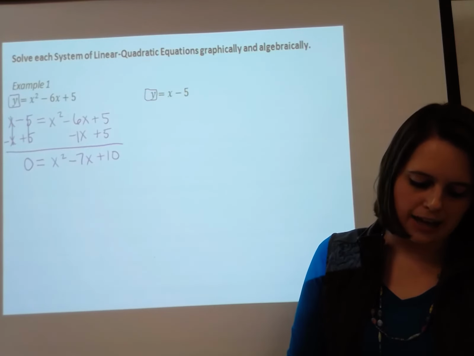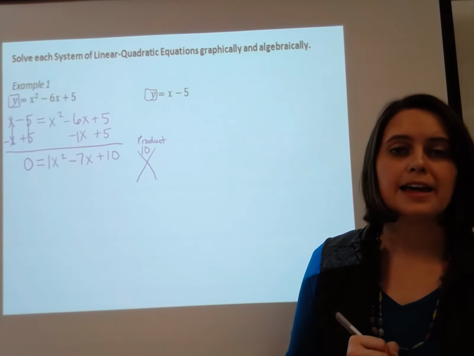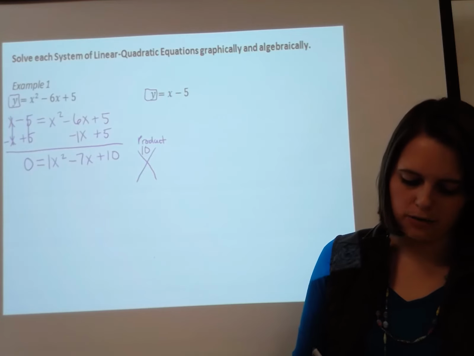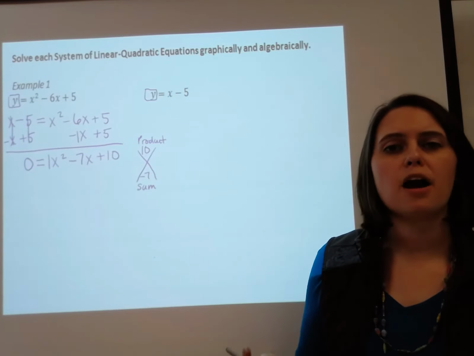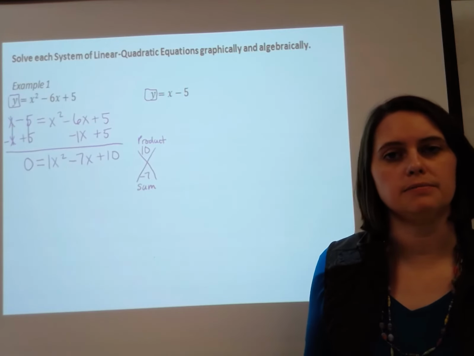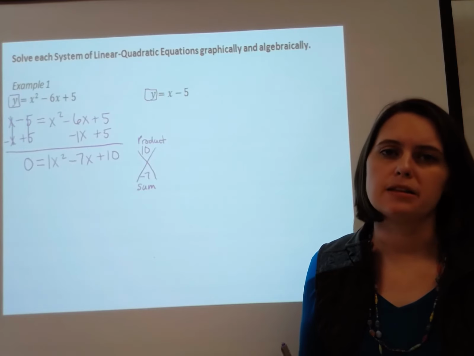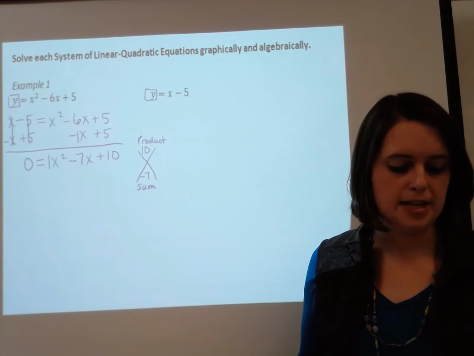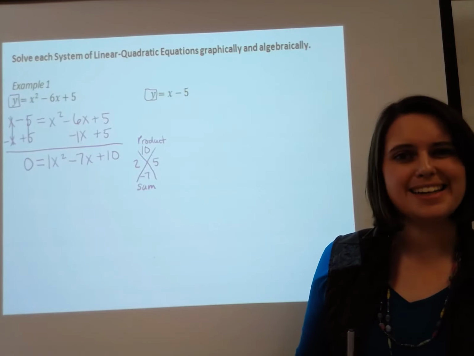So we take our a times our c, so 1 times 10 gives us a product of 10 that needs to equal the sum of our b values, so negative 7. So think about all the factors of 10. You have 1 and 10, 2 and 5. Considering those factors, we've got to pick the numbers that make a sum of 7. Well, 2 and 5 seem to work, but they need to be negative.